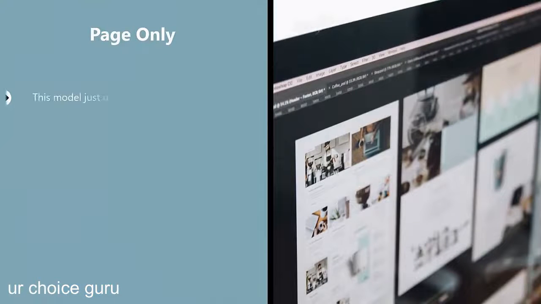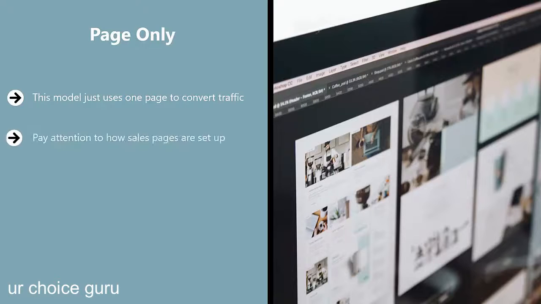Page only. This model just uses one page to convert traffic. It doesn't matter whether the traffic is free, organic, or paid. This conversion strategy just uses one page to convert the visitor. Pay attention to how sales pages are set up. They're quite clever. They would start with an attention-grabbing header, and then they would try to pull the reader down the page. They would use all sorts of tricks to build credibility and stoke demand for their product that is being pushed. They would use testimonials.